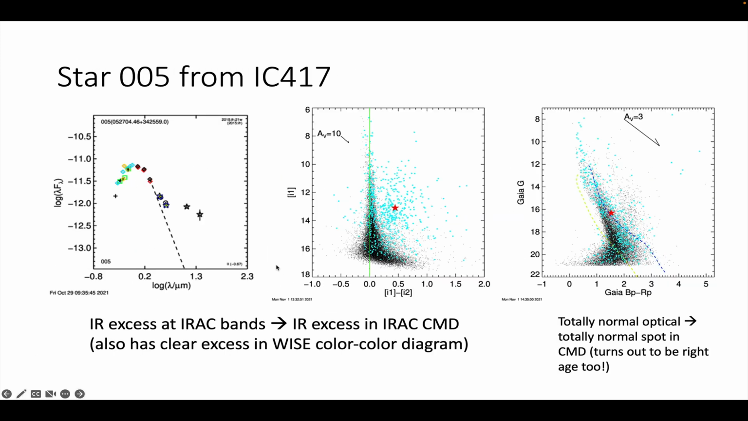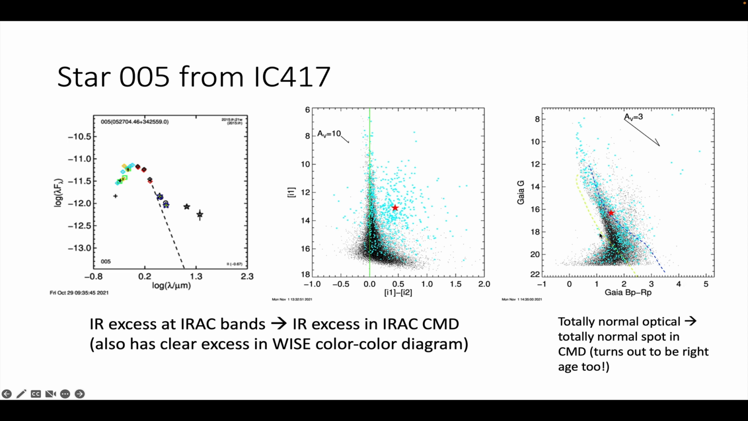Star 5. Here's a different SED. You can see it's got an inner disk hole with an excess out there. Here's IRAC1 versus IRAC2. Got a little bit of an excess here. Here's Gaia G versus B minus R, so an optical color magnitude diagram.